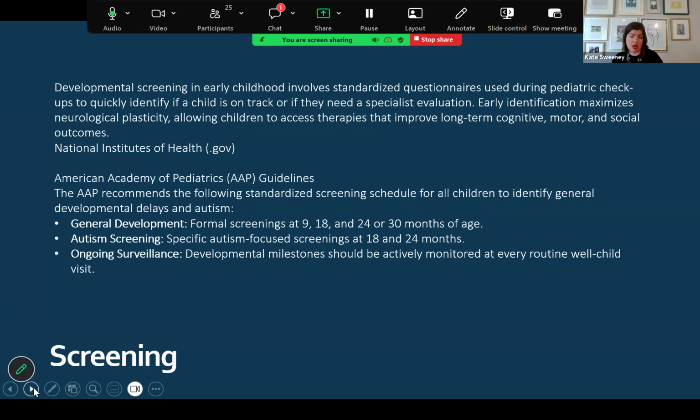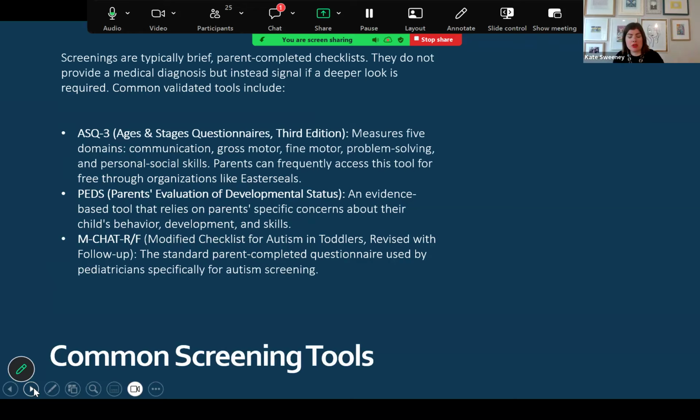So if a family's receiving home visiting services, or if they are in an educational setting, it's often really helpful for the screenings to happen there as well. And just to give you some language around typical screening tools at this age.